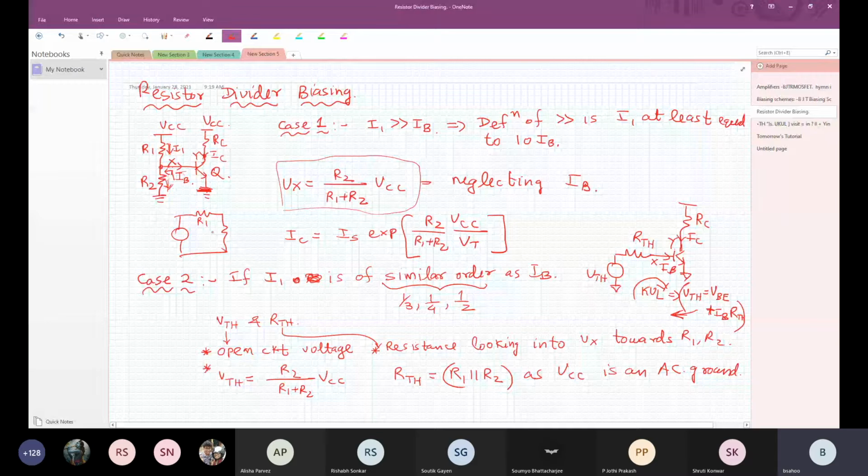R1, R2, R3, and there is an RL. I will tell you to find the current flowing through RL. What will you do?